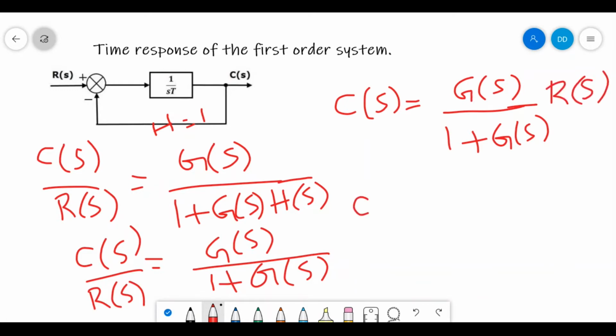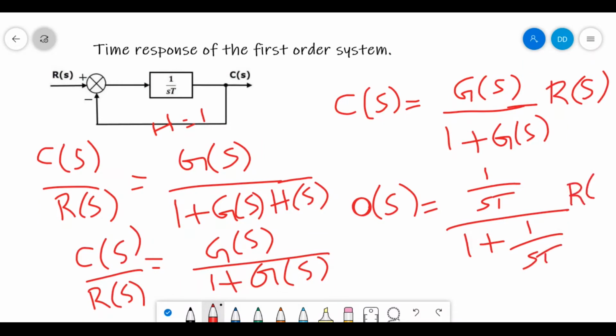G of S is given as 1 by St, so we get 1 by St divided by 1 plus 1 by St into R of S. If we simplify this, we get 1 divided by St plus 1 into R of S. So C of S is equal to 1 by St plus 1 into R of S, where C of S is the Laplace transform of the output signal C of t, R of S is the Laplace transform of the input signal R of t, and t is the time constant.